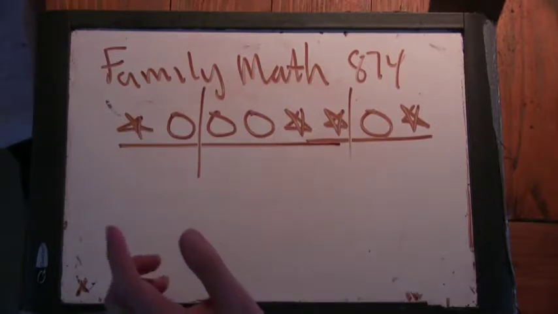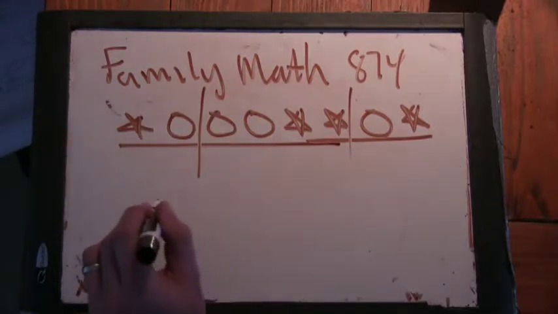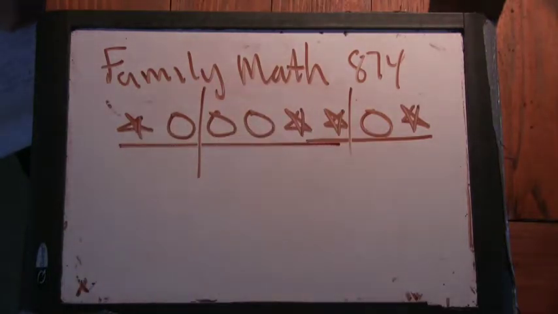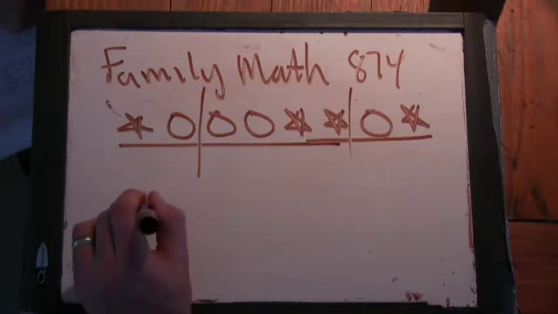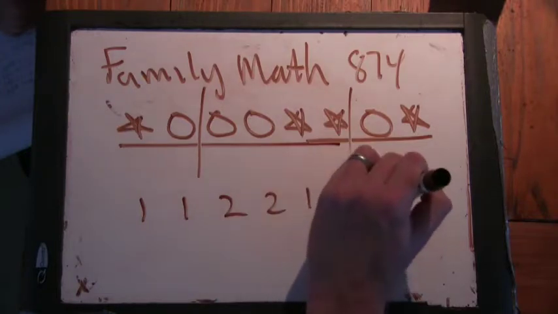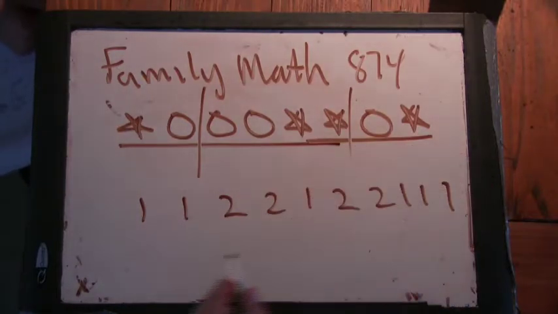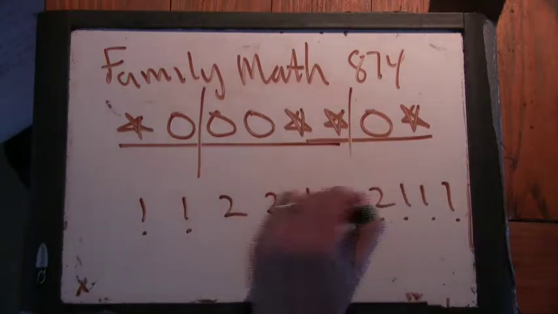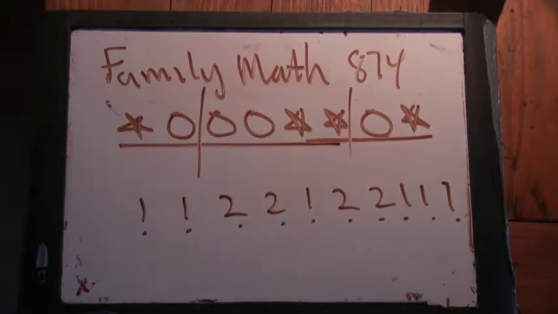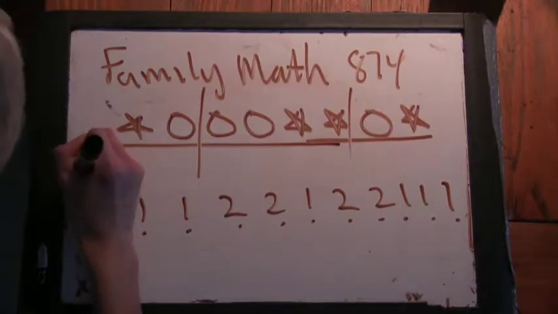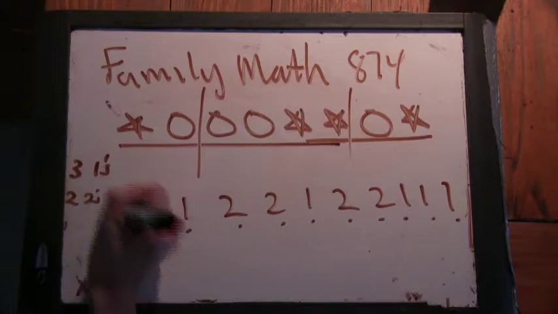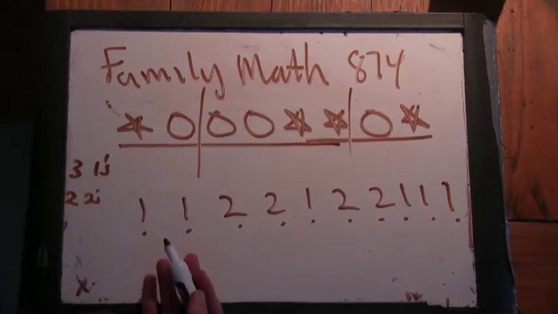Let's maybe do a second example. Maybe I'll do it this time with 1s and 2s. So give me a random pattern of 1s and 2s. So 1, 1, 2, 2, 1, 2, 2, 1, 1, 1. Okay. All right. So in this case, you want to have 3 1s, and then you want to have 2 2s in each group.